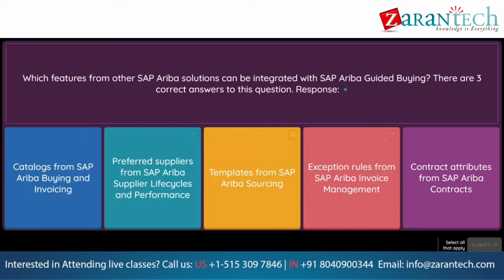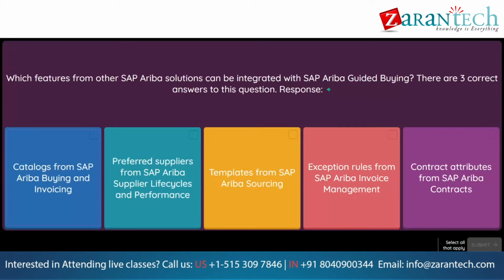Question: Which features from other SAP Ariba solutions can be integrated with SAP Ariba Guided Buying? There are 3 correct answers to this question. Response: Option 1 Catalogs from SAP Ariba Buying and Invoicing. Option 2 Preferred suppliers from SAP Ariba Supplier Lifecycle and Performance. Option 3 Templates from SAP Ariba Sourcing. Option 4 Exception rules from SAP Ariba Invoice Management. Option 5 Contract attributes from SAP Ariba Contracts.